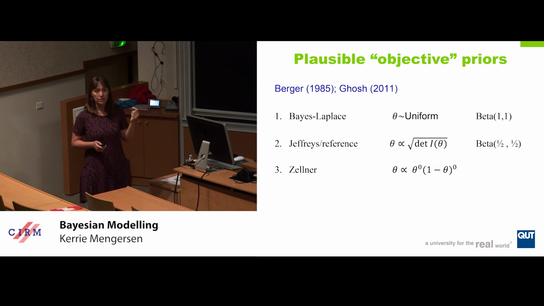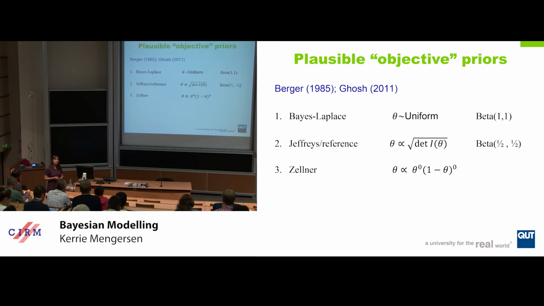And Zellner, who also did a lot of work on priors, had a different representation for a potential objective prior. So you can see that there's some considerations about what actually constitutes an objective prior. Okay? Does anybody here want to comment on objective priors? Yes. When you say uninformative, you mean in some theoretical sense concerning the parameter you're talking about.